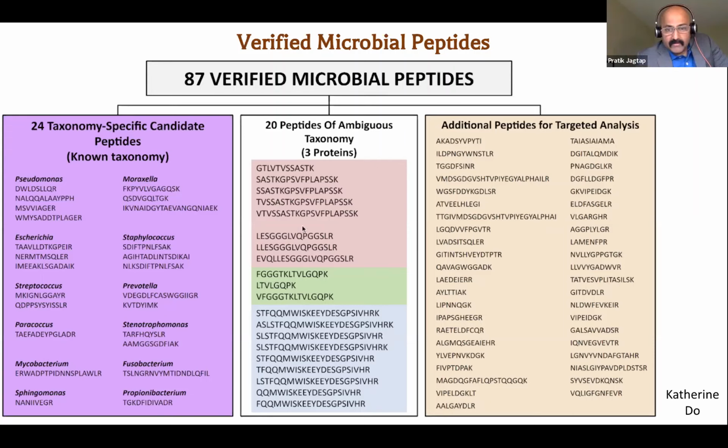There were some of these proteins, peptides coming from proteins which were ambiguous in its taxonomy. What I mean by that was, it was not very clear whether they actually came from microbial origin, or they had some properties that indicated maybe that they were present from the host immune system. So we are very interested in looking at these.